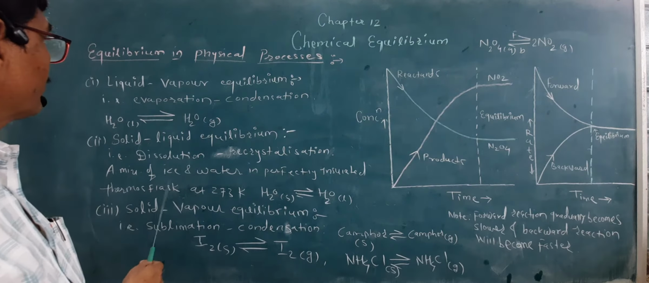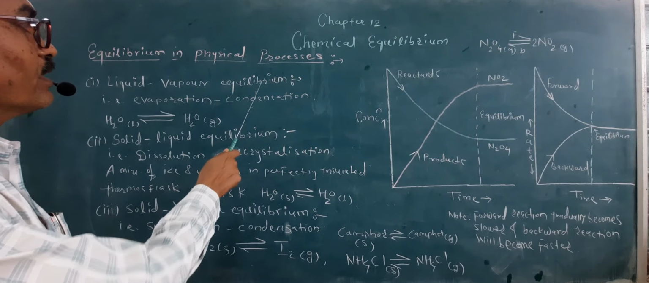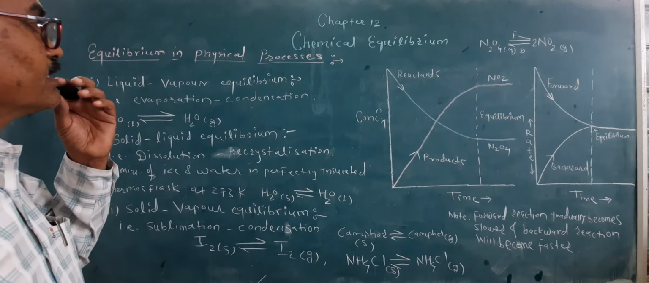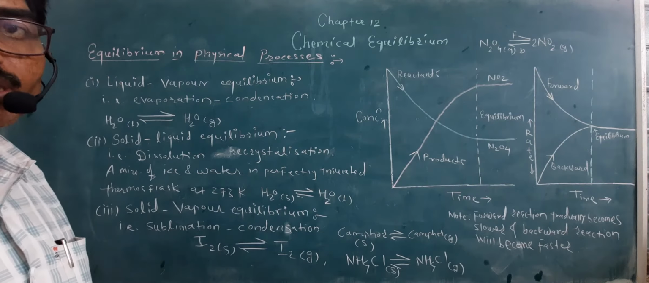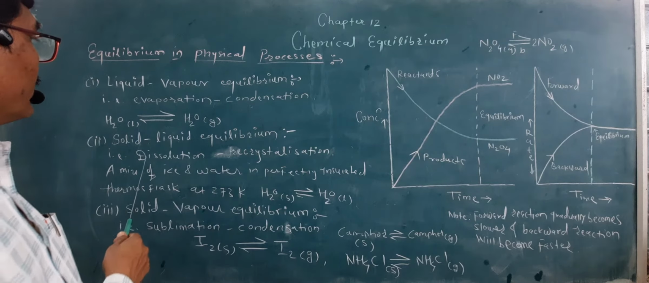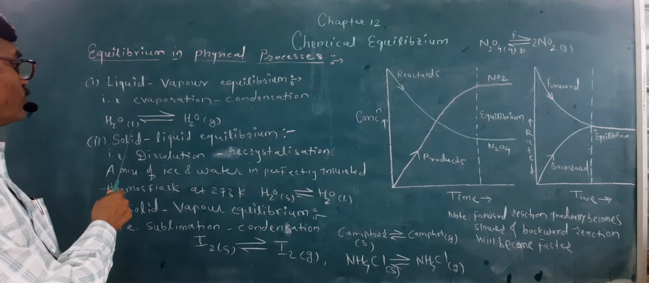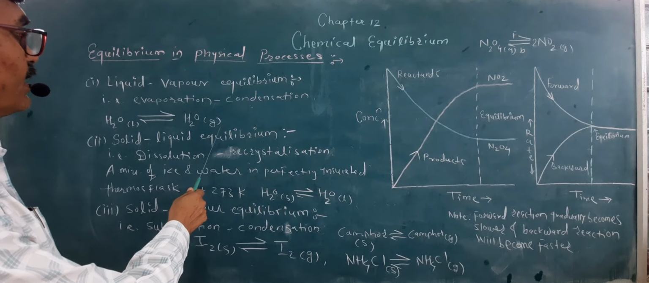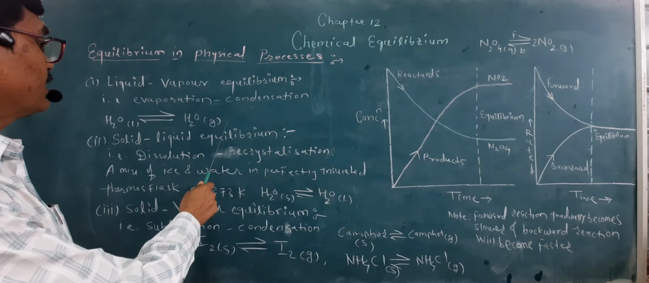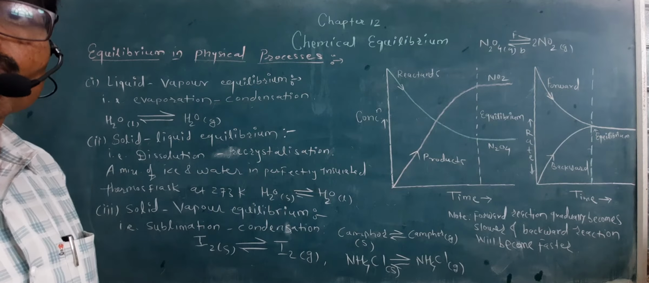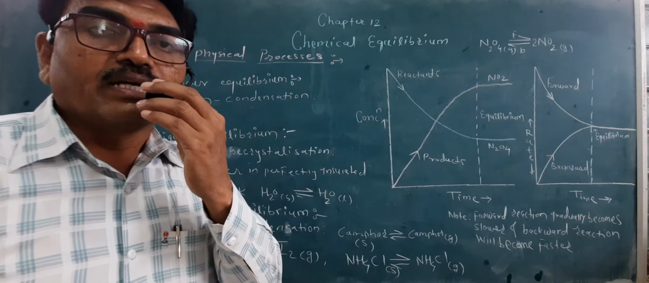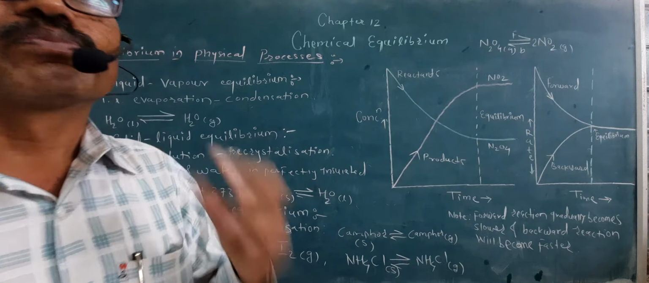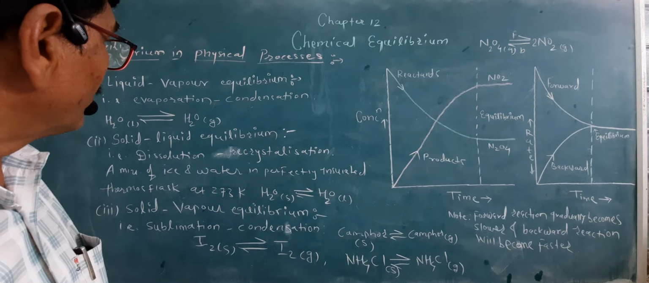See here, the first one, liquid vapor equilibrium. That is nothing but the evaporation condensation process. When H2O liquid changes to H2O gas, we know this reaction: when liquid water is kept in a closed container, it undergoes evaporation. That is what we have already studied.